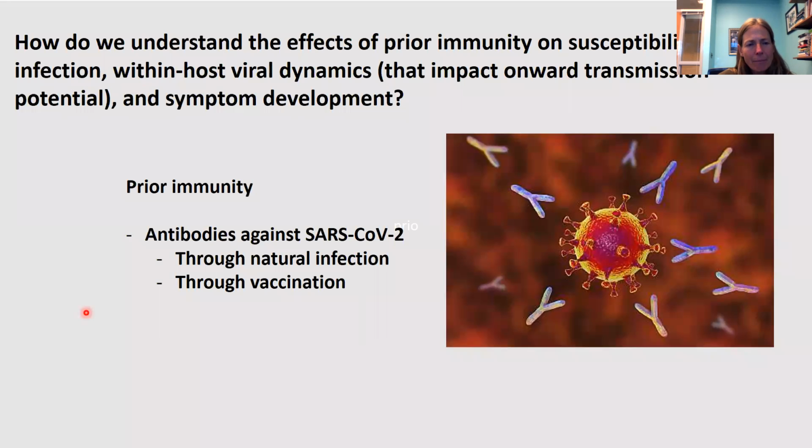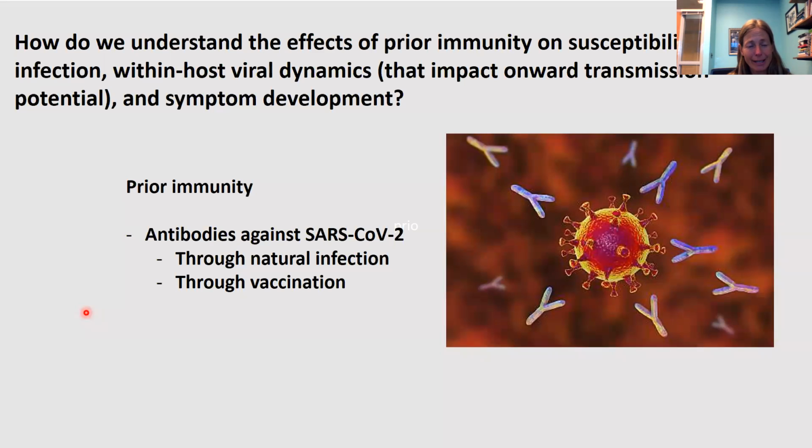The main thing I'd like to talk about today, and they're very, very simple models that I'd like to discuss, is how do we understand the effects of prior immunity through either natural infection or through vaccination. And I'm thinking primarily of antibody responses, humoral responses. So how do we understand the effects of that prior immunity on future susceptibility to infection, right? And its effects on within host viral dynamics.